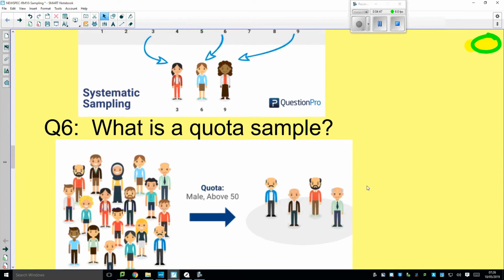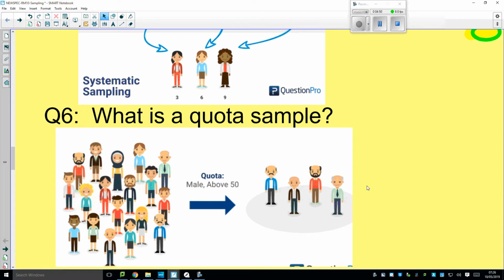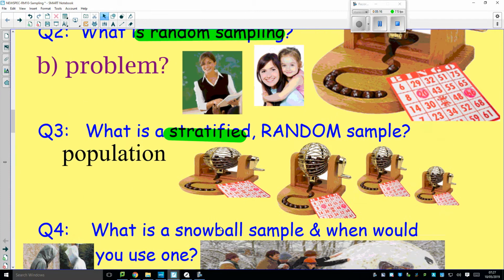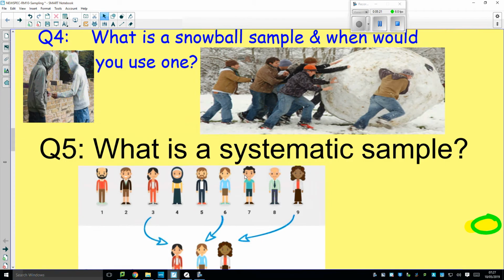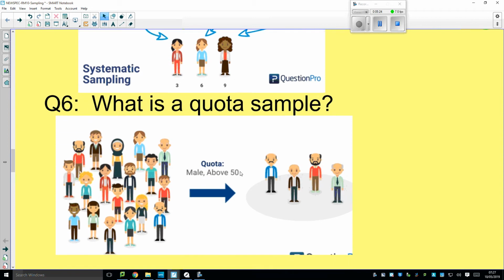Or a quota sample. Say, right, okay, I've now got to study a certain amount. Here's everyone I could talk to. I want to study 4 men who are over 50. So you 4 will do, right, I'll talk to you. Okay, now I want to speak to 3 women below 20. Oh, you 3 will do. It's a quota. You know how many you want from each group and you go and get them. It's called a quota sample. So let's go through it again quickly. Random sample, stratified random sample, snowball sample, systematic sample, quota sample.